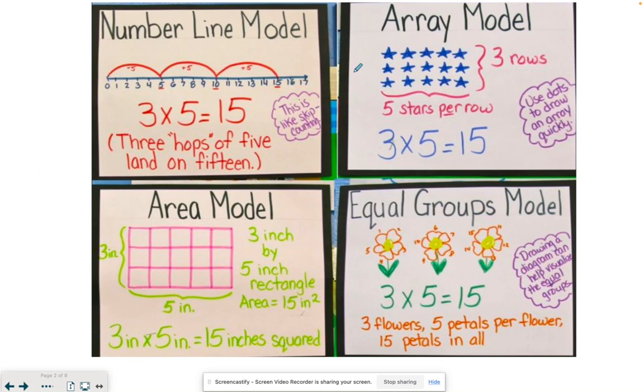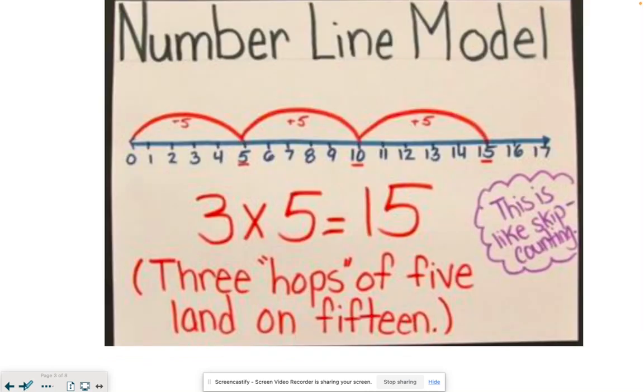The array model is another feature. Area model is another one, and equal groups model. We're going to break these down a little bit more. Let's start with the number line model.